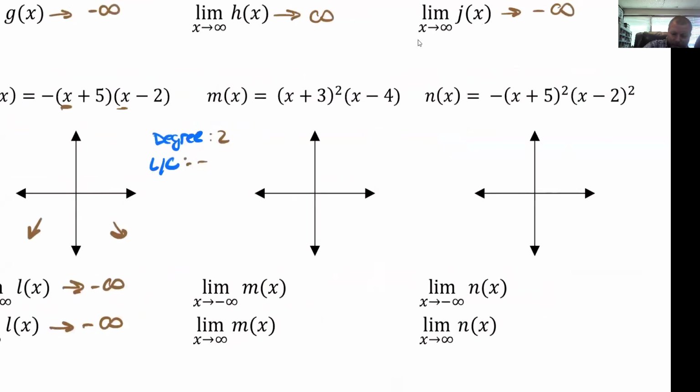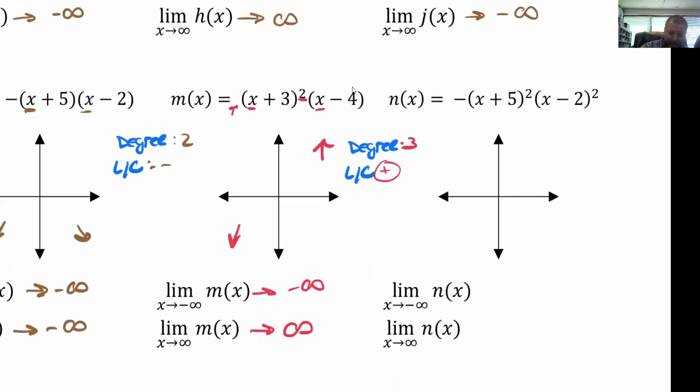For m of x, it's a little trickier. I have an x squared and I have an x. So I have x to the second power times another x. This means my degree is going to be 3. For my lead coefficient, I have a positive, and I have a positive 1 out front. So it's going to have a positive lead coefficient. This is just a regular old cubic, so we approach negative infinity and infinity.